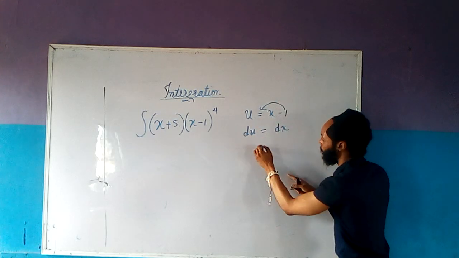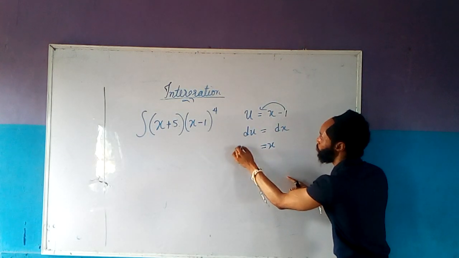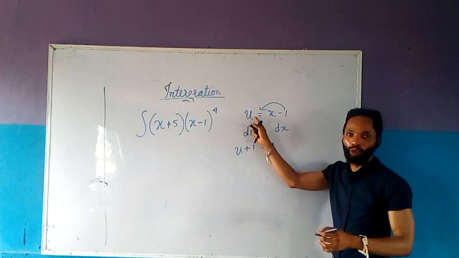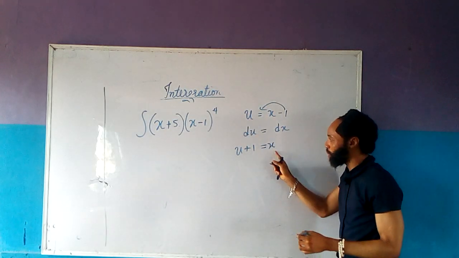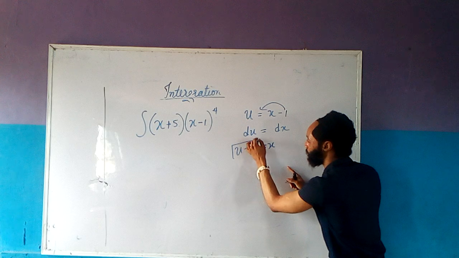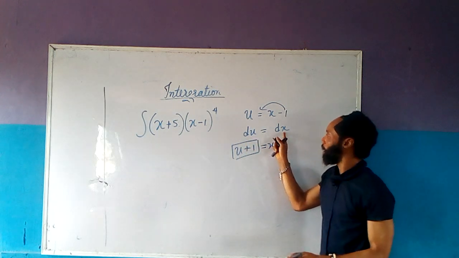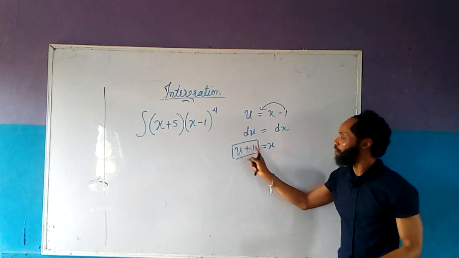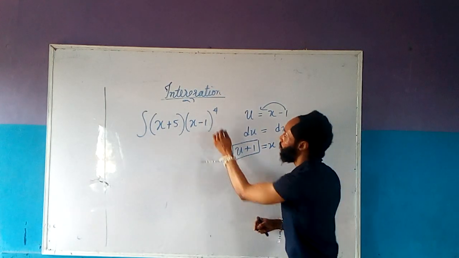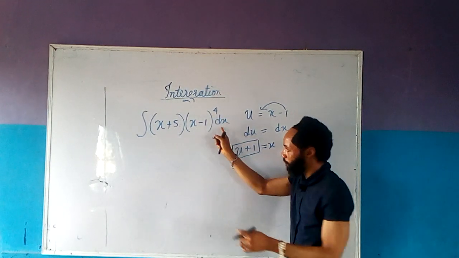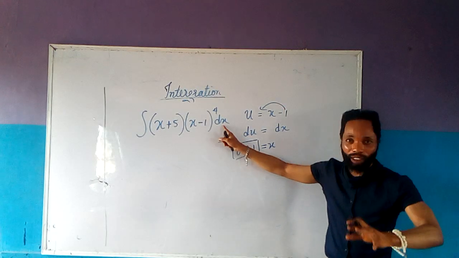This is going to be what? x minus 1 equals u. If we take the negative 1 over, we have u plus 1 equals x. So now this is the value of x. So we're substituting for x, so everything is going to be in terms of u. So let's do that. Sorry, so the x here, everything is out.